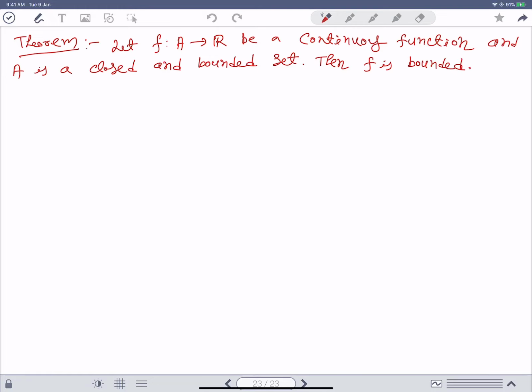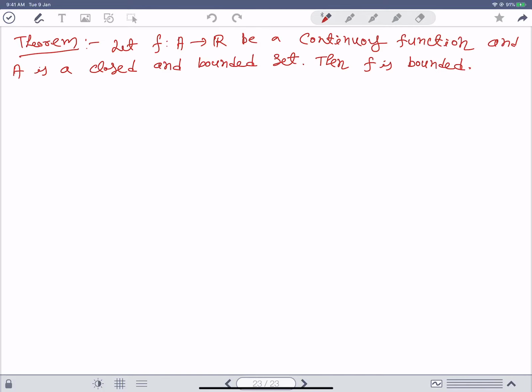So first of all, we recall the definition of a closed set. So a set is said to be closed if it contains all of its limit points, right? That means whenever you have a convergent sequence xn where xn belongs to the set A, and if xn converges to a point C, then the set A should contain the point C. Okay? Now this is the definition of a closed set, right?